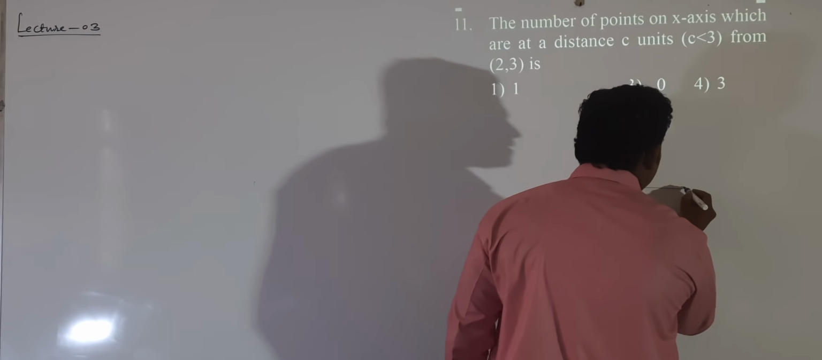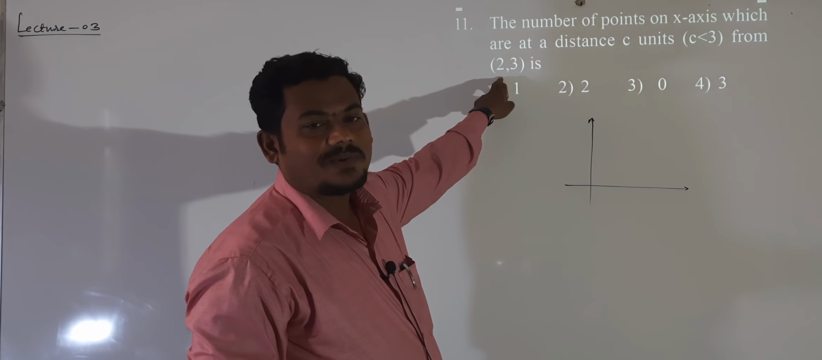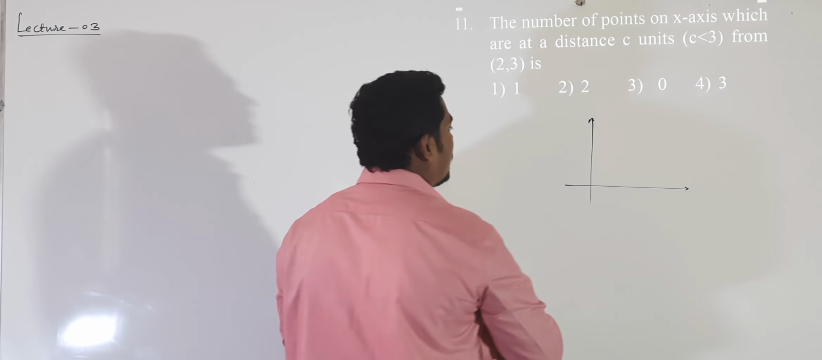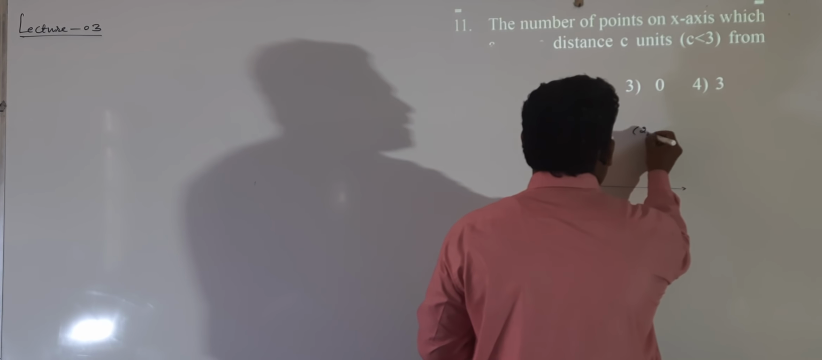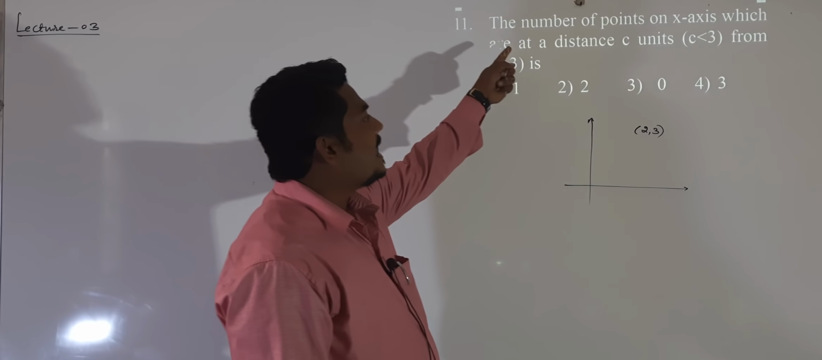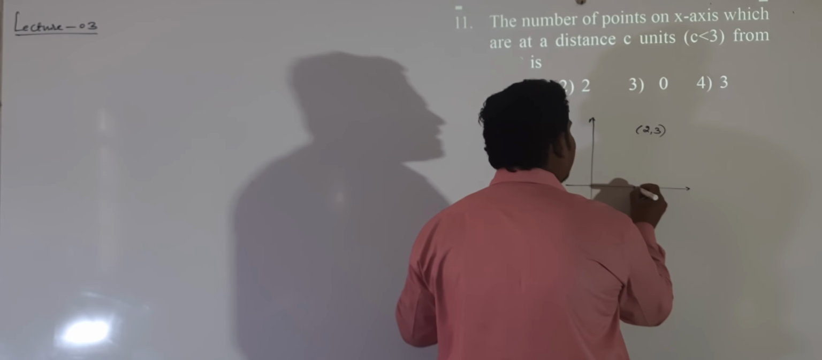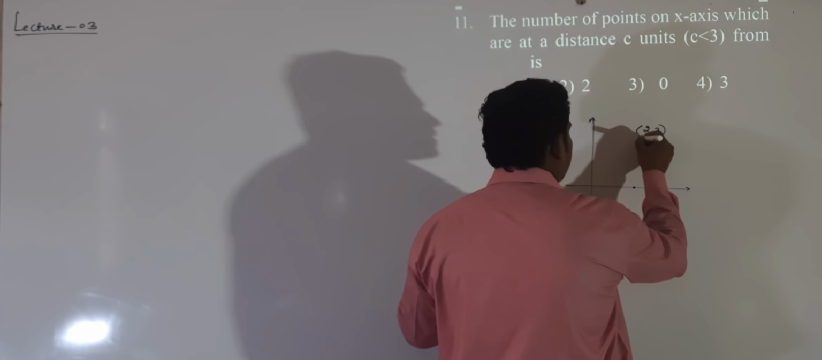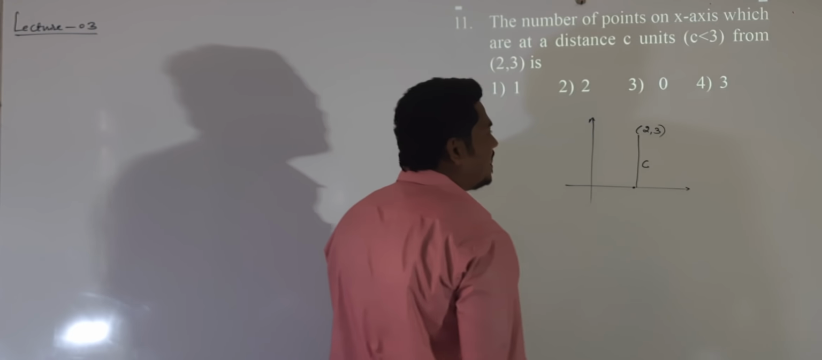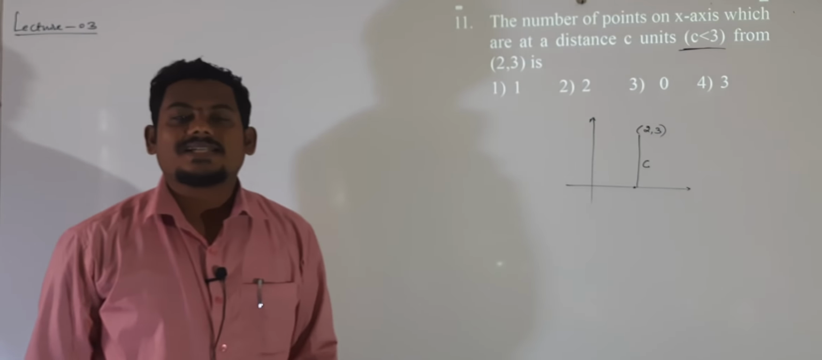Just consider the 2D plane, and this point is in the first quadrant. Why? Because x coordinate is positive, y coordinate is positive, means clearly first quadrant. 2, 3. The number of points on the x-axis means our required points are clearly on the x-axis and at a distance c units from this point, and one more condition they have given, c value should be less than 3.